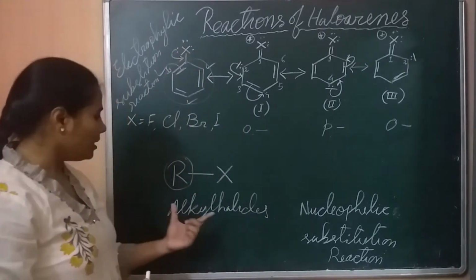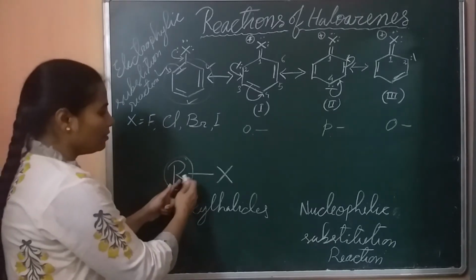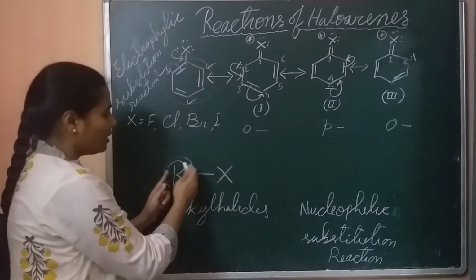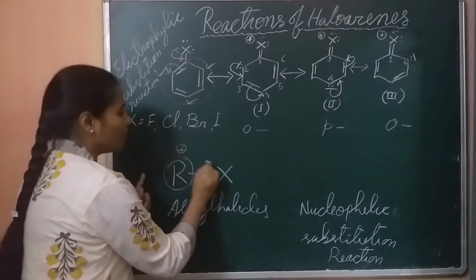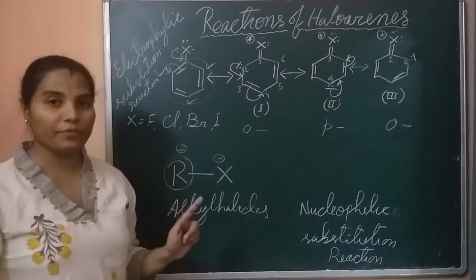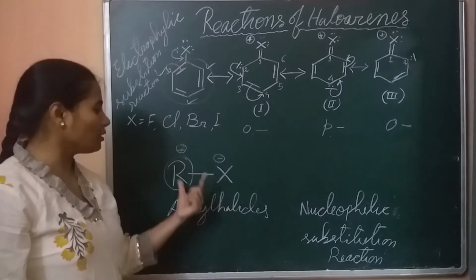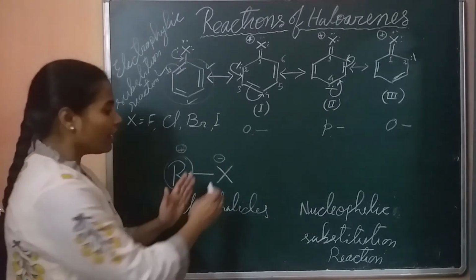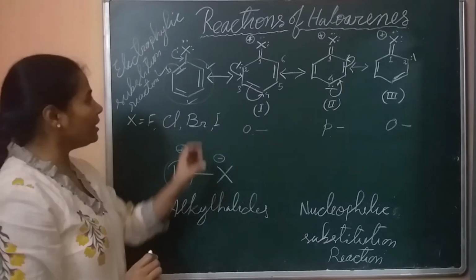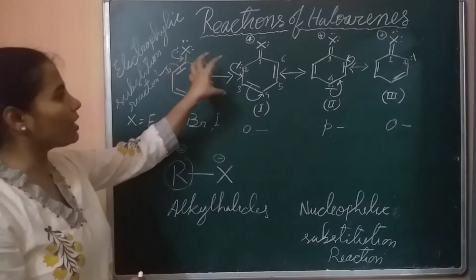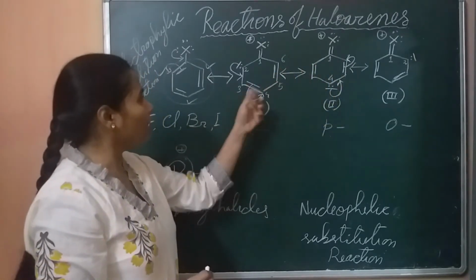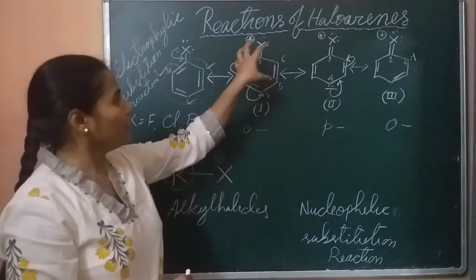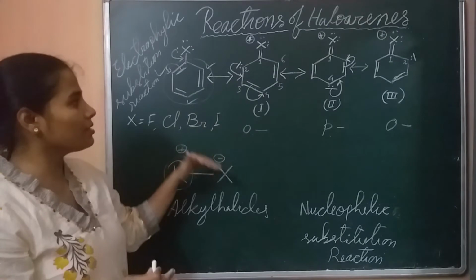Now you see, in case of alkyl halides, this carbon halogen bond is a polar bond, and due to the polarity of this bond, the alkyl group is slightly positive and halogen is negative. In case of haloarenes, what happens? Due to the resonance phenomenon, at the ortho and the para position, the electron density increases. And now from these two phenomena, what is the difference?